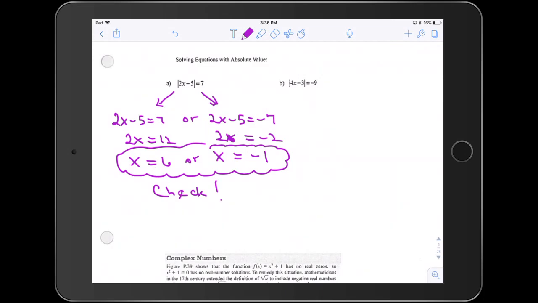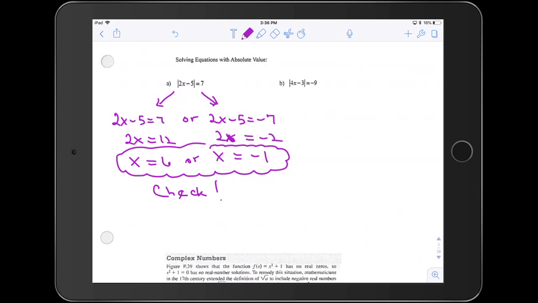So like for instance, I put 6 in, 6 times 2 is 12, minus 5, that gives me 7, and absolute value of 7 is 7. If I put negative 1 in, I end up with negative 2, negative 2 minus 5 is negative 7, absolute value that is 7. So I do know that it is correct.